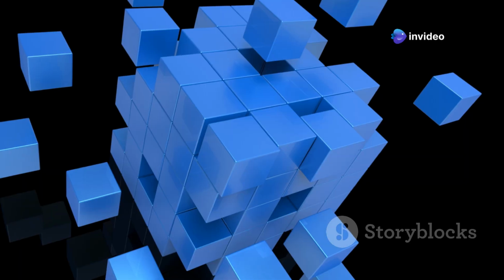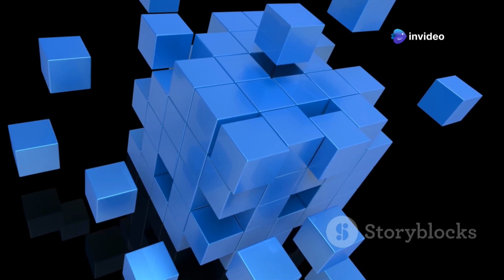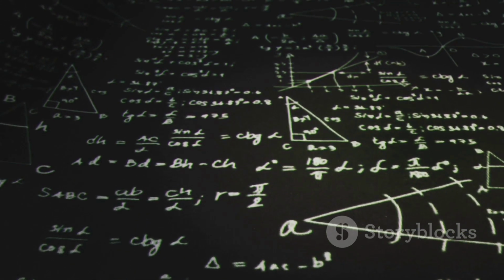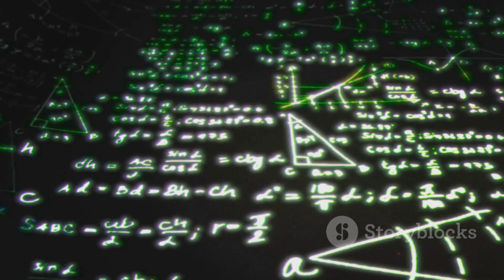A tesseract is a four-dimensional equivalent of a cube. Just like a cube is made of squares, a tesseract is made of cubes. Visualizing a tesseract directly is difficult, but we can use analogies and mathematical models to understand its properties.